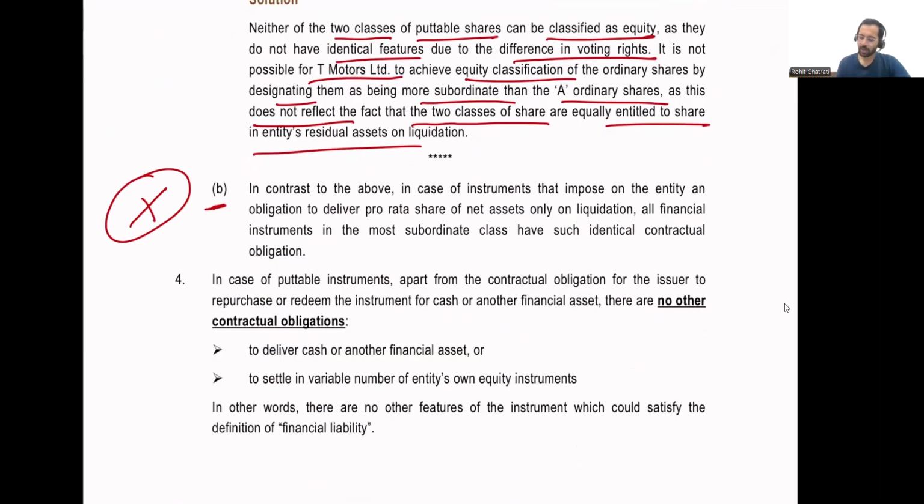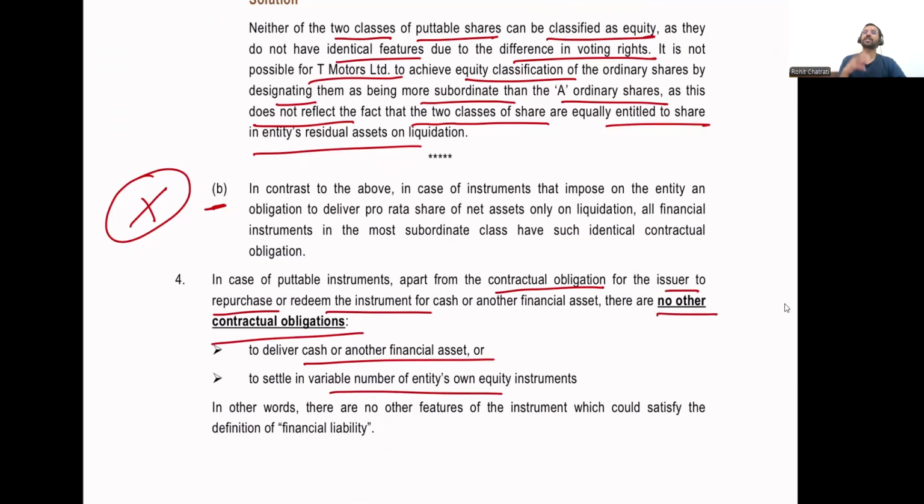Condition number 4 states that, other than the put option that the holder has, apart from the contractual obligation for the issuer to repurchase or redeem the instrument for cash, there should be no other contractual obligation to deliver cash or any other financial asset or to settle any variable number of the entity's own equity shares. Other than this put option, the entity cannot have any obligation to pay cash, for example an obligation to pay a dividend, or an obligation to pay interest or coupon, or any obligation to convert the new units of a mutual fund into a variable number of other equity shares.